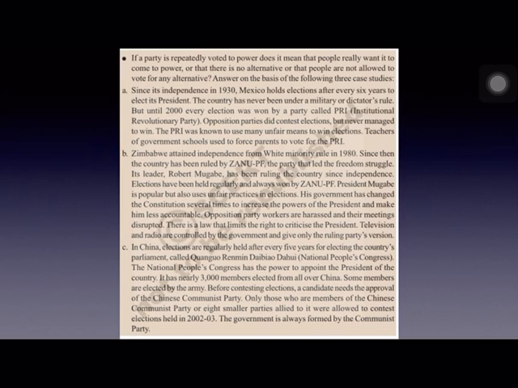Zimbabwe was also colonized by the Britishers, and it got independence in 1980. Since then, the country has been ruled by a party called ZANU-PF. The full form of ZANU-PF is Zimbabwe African National Union People's Front. This party led the freedom struggle in Zimbabwe, and its leader was Robert Mugabe. Robert Mugabe was the leader of ZANU-PF, and this party got freedom for Zimbabwe. And since independence, Robert Mugabe has been ruling the country.